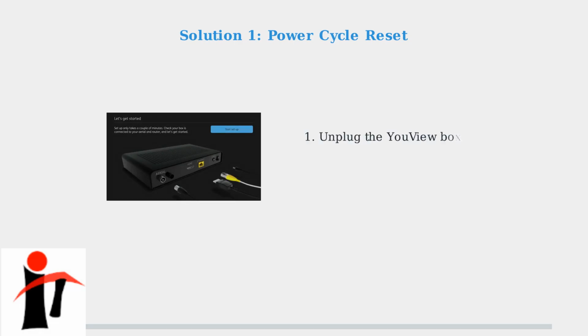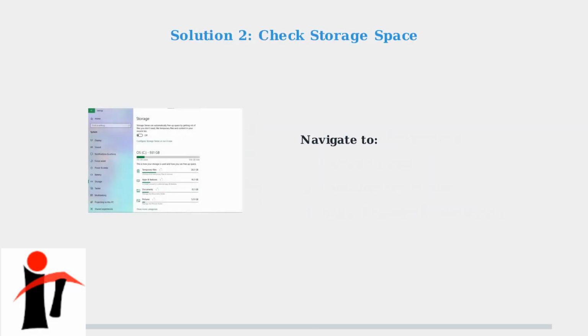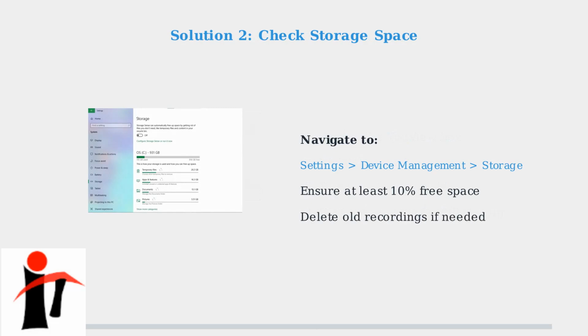The first and most effective solution is a simple power cycle. This resolves many temporary software glitches and memory issues that can cause recording problems. Next, check your available storage space. YouView boxes need adequate free space to record properly. Insufficient storage is a common cause of recording failures.